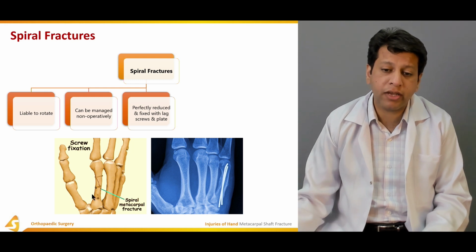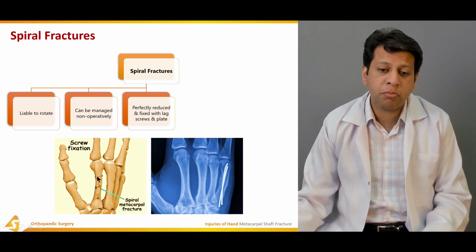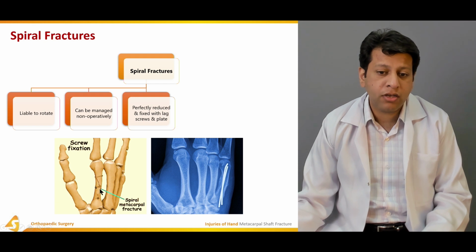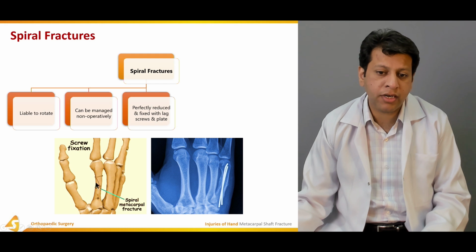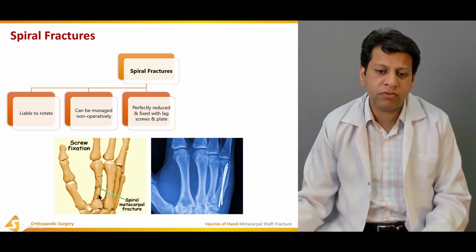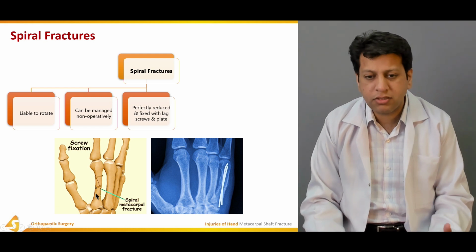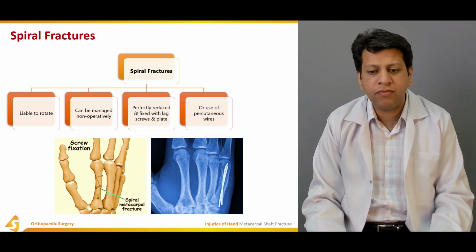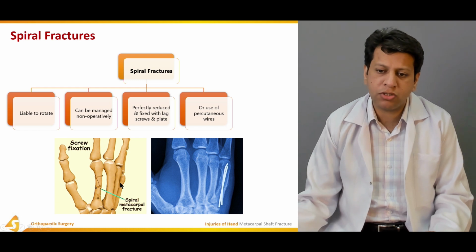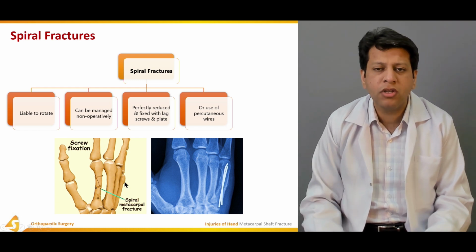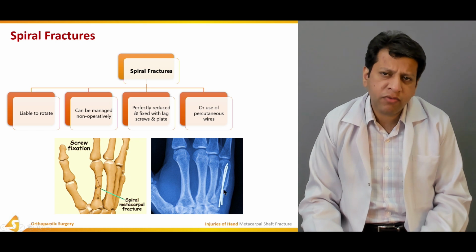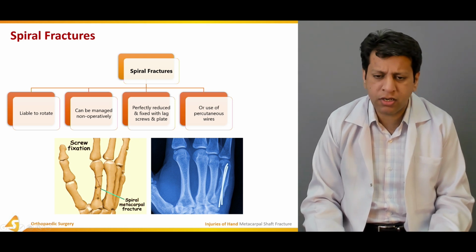The lag screw principle is that the screw is applied perpendicular to the orientation of the fracture line. If the fracture line is in this plane, you apply a screw at 90 degrees to this fracture line, as you can appreciate over here. Now in this orientation of the fracture line, that's where the screw is applied in this direction. So a lag screw can be applied, or even percutaneous K wires can be used as well, which can be seen over here. Most of the time 2 are enough, but sometimes 3 may be needed as well.